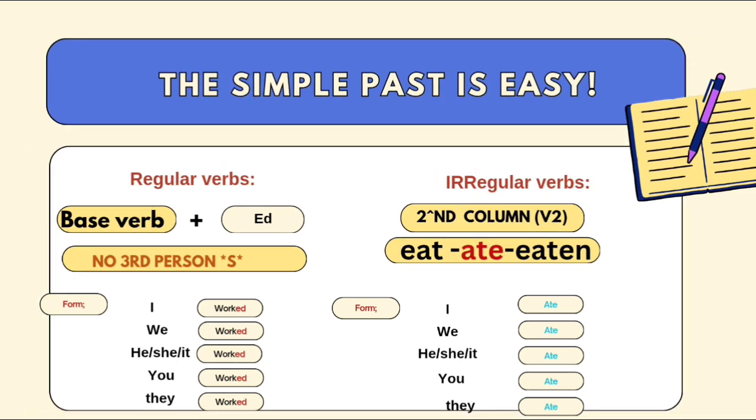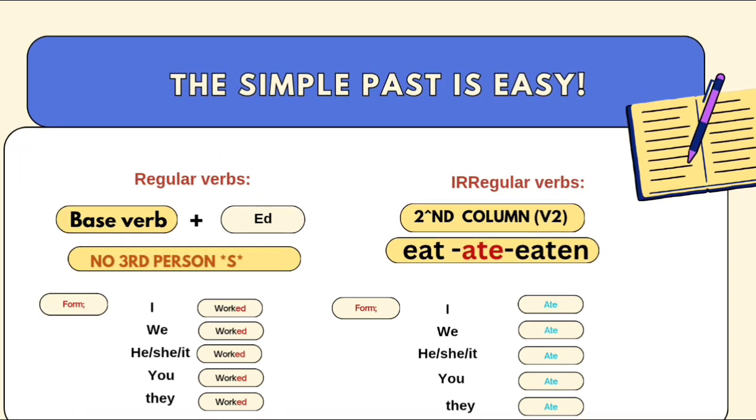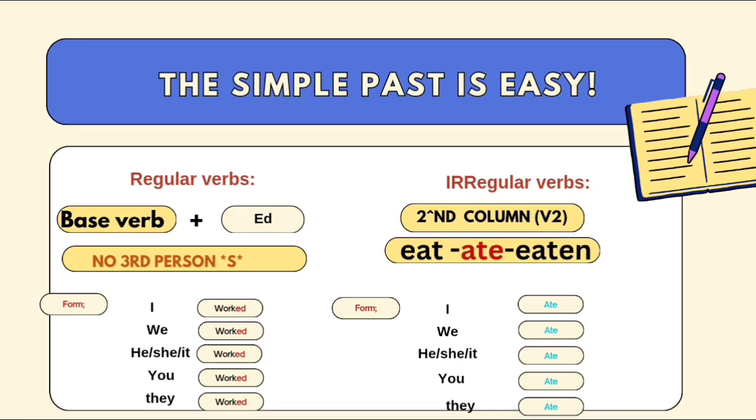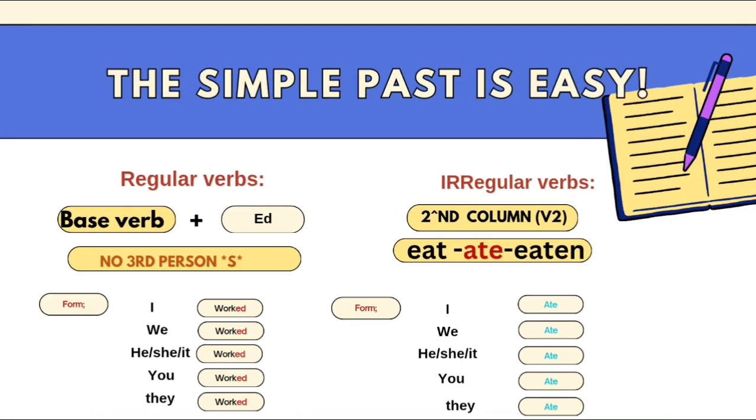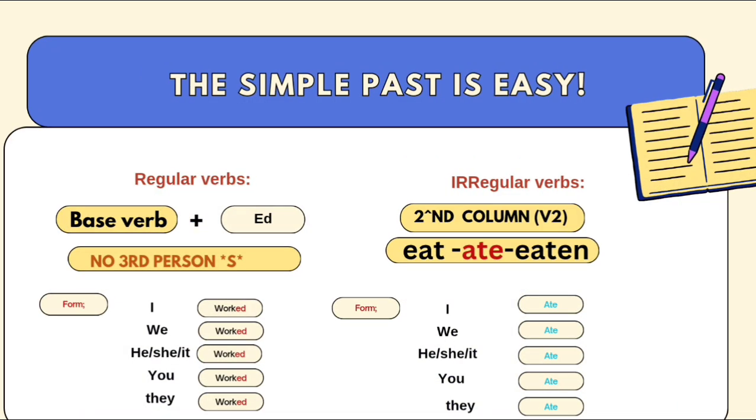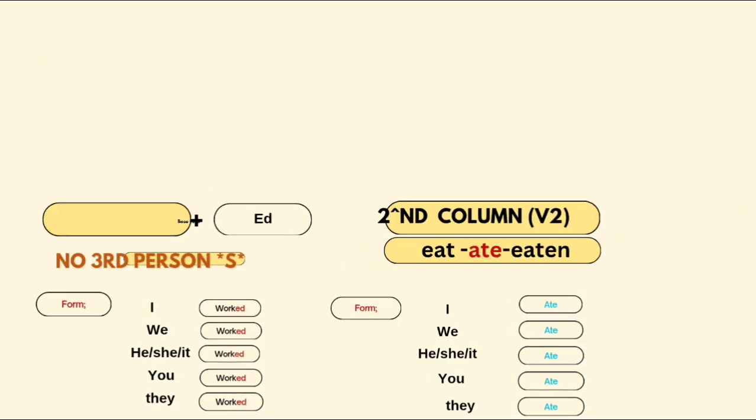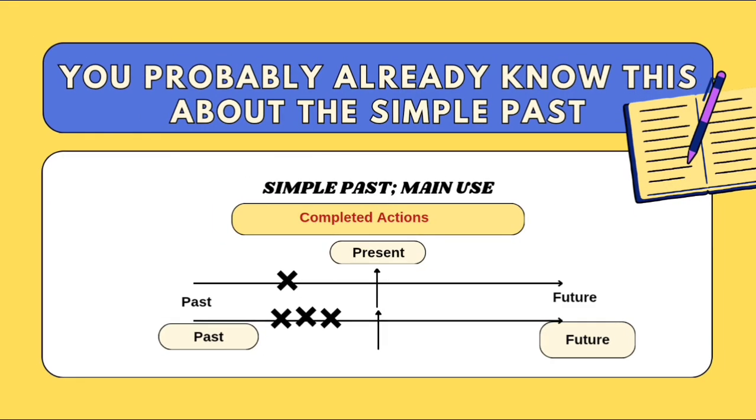You probably already know this about the simple past. The main use is for completed actions. For example, I worked, I ate. Now here's a diagram to help you out. So all of these actions are completed actions, so they are finished actions. They happened in the past and they don't touch the present, so they happened only in the past.